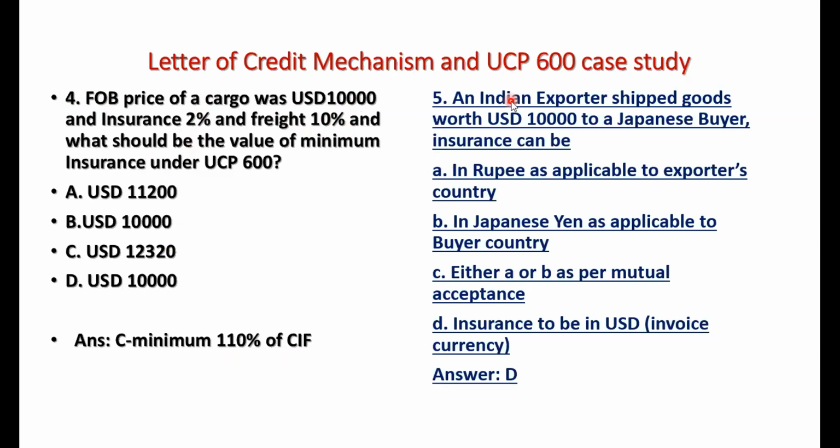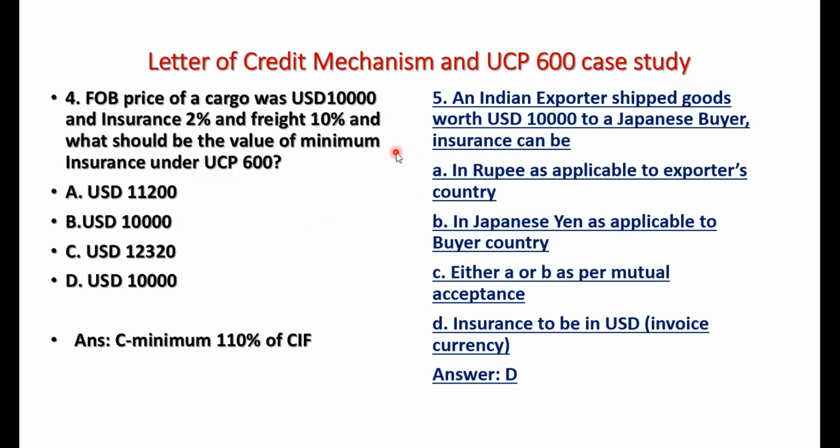Now question number 5. An Indian exporter shipped the goods. Which one, ji? Fourth, sir. Fourth one. Oh, here, acha. Okay. Yes. Oh, this one, fourth one. Yes, sir. You want the answer? Answer is C. That is 12,320. Not USD. This is how you have to. So your answer, you want the explanation for this answer? Correct, sir.